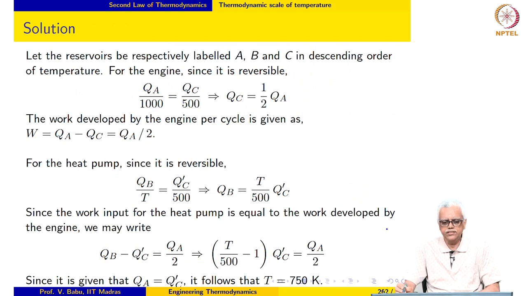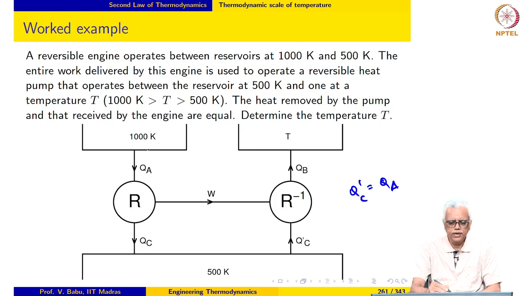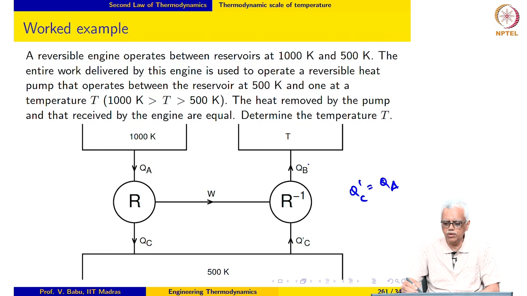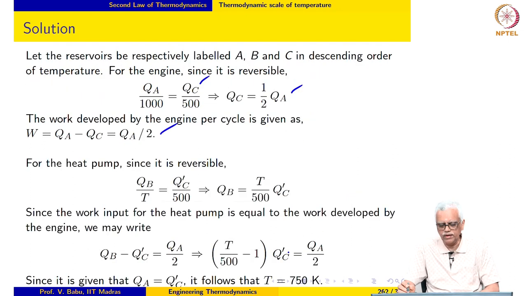So, for engine A, since it is reversible, QA divided by 1000 is equal to QC divided by 500, which means that QC is 1/2 of QA. The work developed by the engine per cycle is QA minus QC, that is again QA over 2. For the heat pump, since it is reversible, QB over T is equal to QC prime over 500, so QB is equal to this.